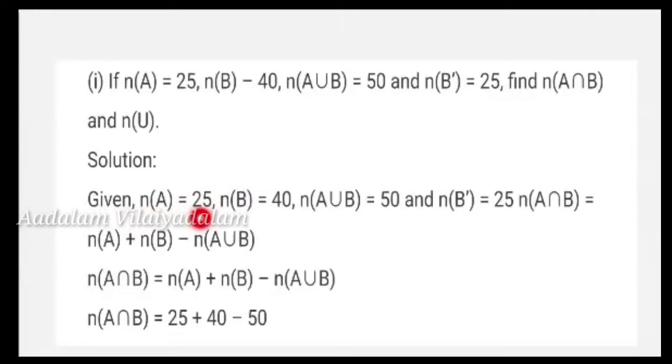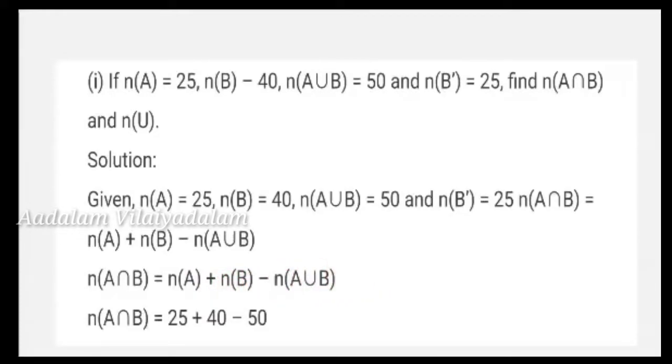here n of A is given, we can write it as 25, n of B is equal to 40. Here the symbol has changed, so just change it: n of B equals 40, n of A union B equals 50, and n of B dash equals 25. And n of A intersection B equals, the formula is n of A plus n of B minus n of A union B. So we are applying this formula: n of A intersection B equals n of A plus n of B minus n of A union B.